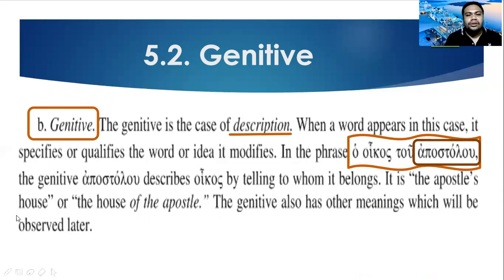So the genitive apostolou describes oikos by telling to whom it belongs. It is the apostle's house. So ho oikos tou apostolou means the house of the apostle. So remember, if it is genitive, it is belonging or description. The genitive also has other meanings which will be observed later. Okay, is that clear? For the genitive, it is a case of description or belongingness.